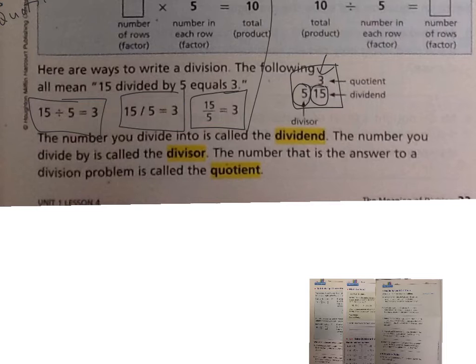So the number you divide into is called the dividend. That's the bigger number. The number you divide by is called the divisor. That's the one that you're dividing the dividend, the bigger number, by. And then your answer is your quotient.